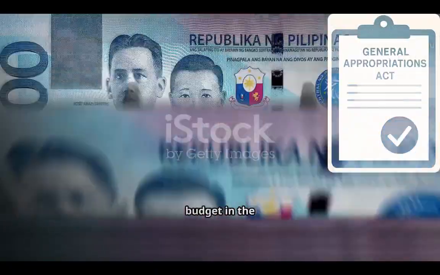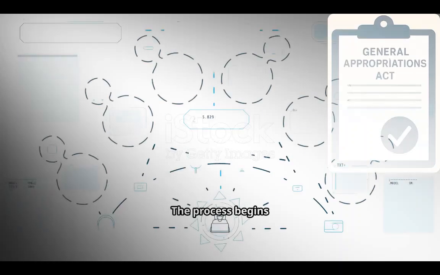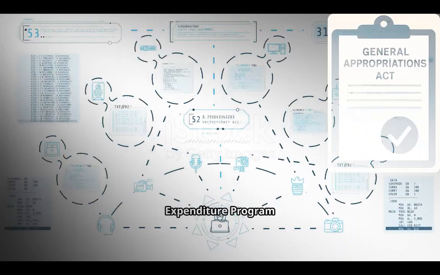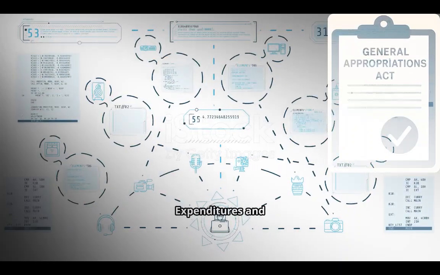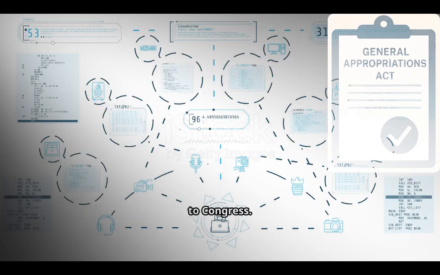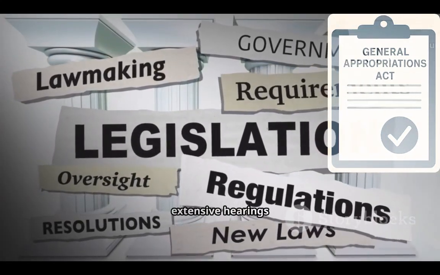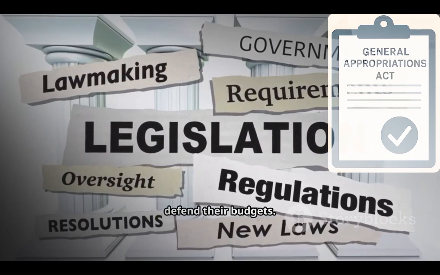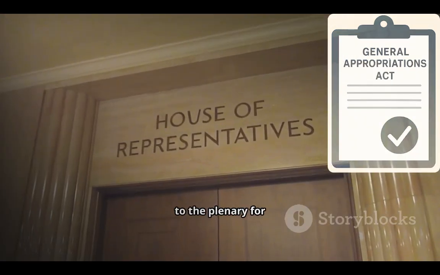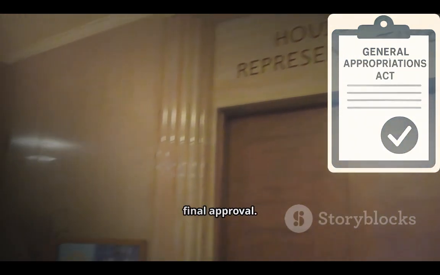The annual national budget in the Philippines is not just a spreadsheet of numbers, it is a law called the General Appropriations Act, or GAA. The process begins when the President submits the National Expenditure Program and the Budget of Expenditures and Sources of Financing to Congress. In the House of Representatives, the Committee on Appropriations holds extensive hearings where agencies defend their budgets. The bill then goes to the plenary for debates and amendments before final approval.